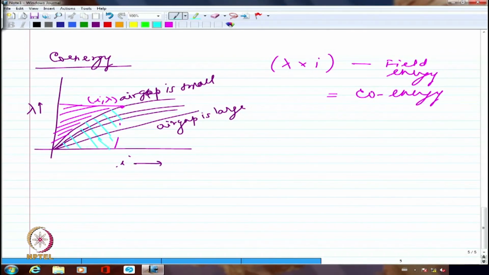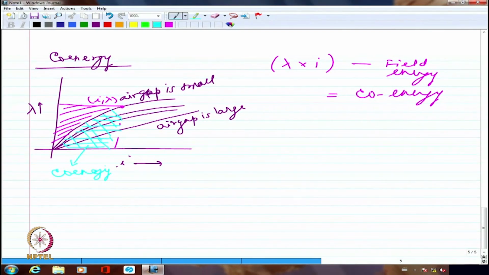Please note that whenever I have non-linearity, the co-energy happens to be greater than the field energy. Please note that this is a kind of convex curve. So I am going to have this portion, which is actually the co-energy. So co-energy happens to be greater than whatever is the field energy.